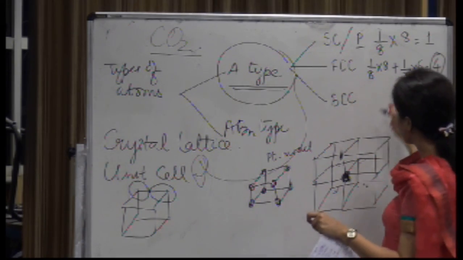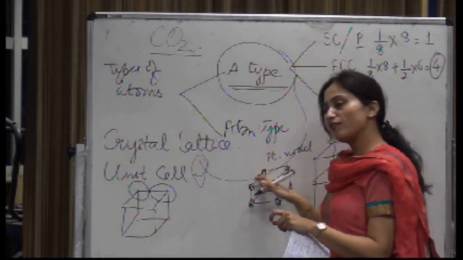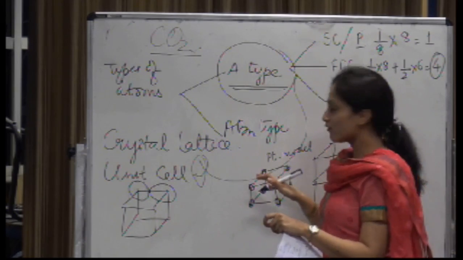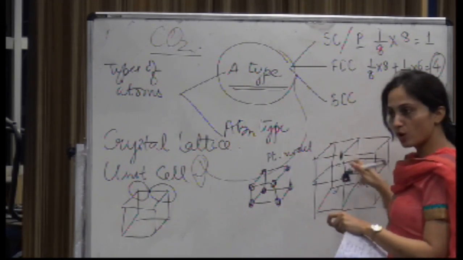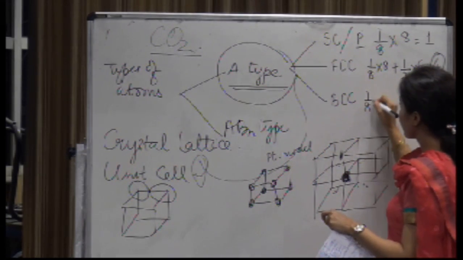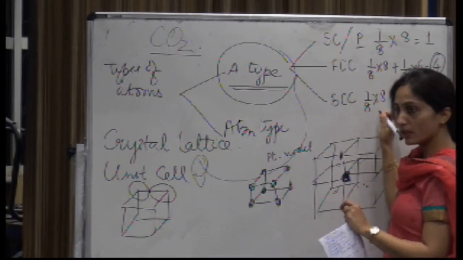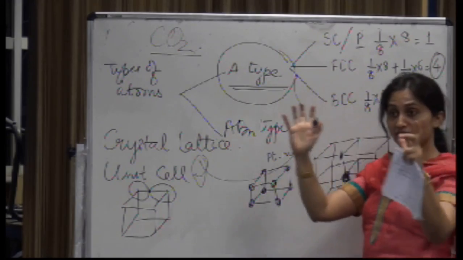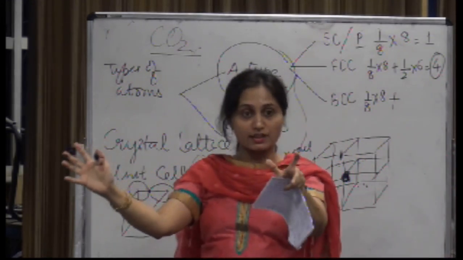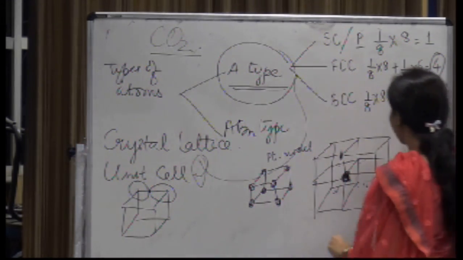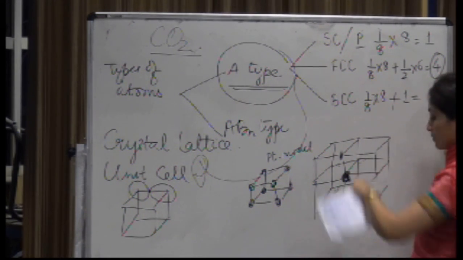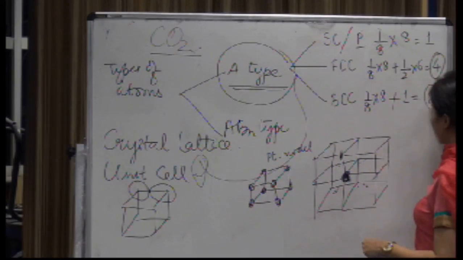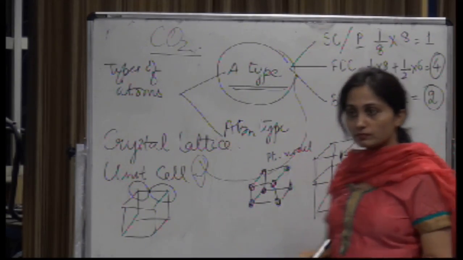And for body centered, it's very easy. You have atoms at the corners. So for the corners again, it will be 1 by 8th contribution into 8. So the corner is absolutely clear, 1 by 8 into 8. Plus there is one atom absolutely at the center. So that center one will have 1 full contribution. So that will be 1 by 8 into 8 plus 1. So that is 2 atoms per unit cell.